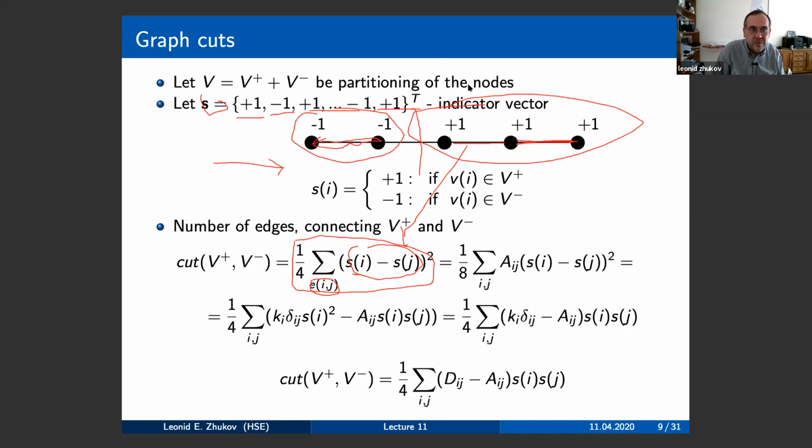But for this pair of nodes, it is -1 minus, again, 1. It's going to be -2. Then it is squared. It's 4 divided by 4. It is equal to 1. So what I'm saying is that this formula, using this indicator vector, tells us precisely the cut in the graph.